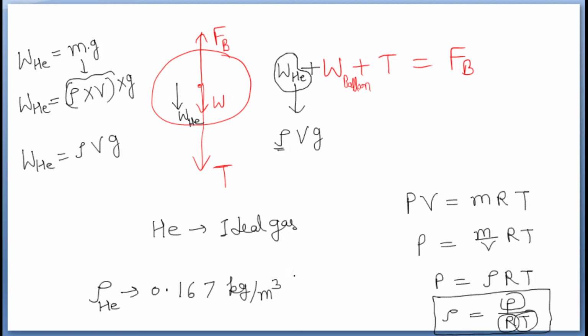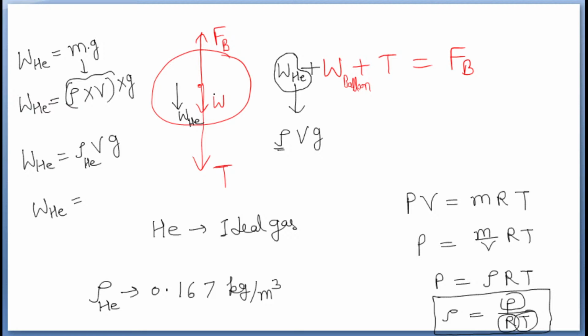Very good. Now, if density is known, then put it here and you will get the weight of the helium. What is the weight of helium? Density of helium, volume of balloon, multiplied by g. Because this helium is filled in the entire balloon, I am taking the volume of the balloon. Okay, this point is clear.